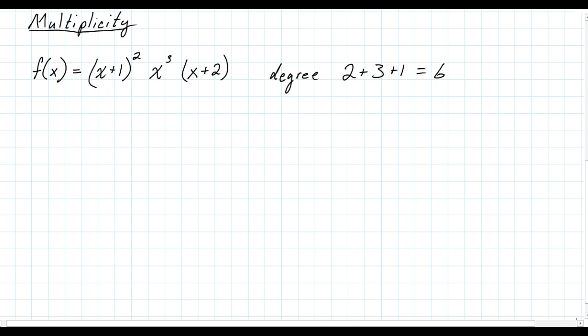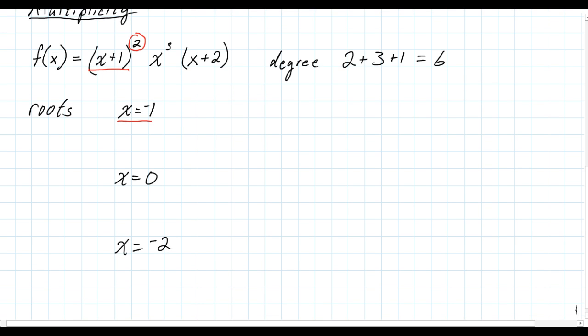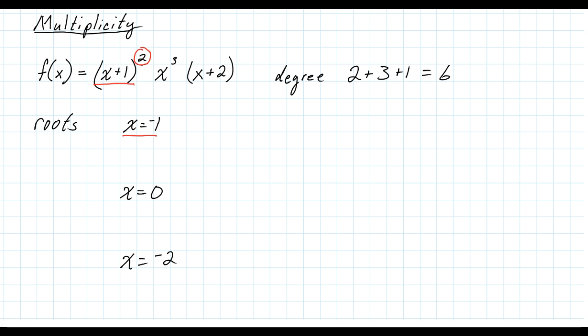Okay? Now we have three roots. We have roots at x = -1, x = 0, and x = -2. Now for each of these roots we have a multiplicity. So for x = -1, that's this factor. We're going to look at the degree of this factor, and that's going to determine our multiplicity. So this is going to have multiplicity 2.